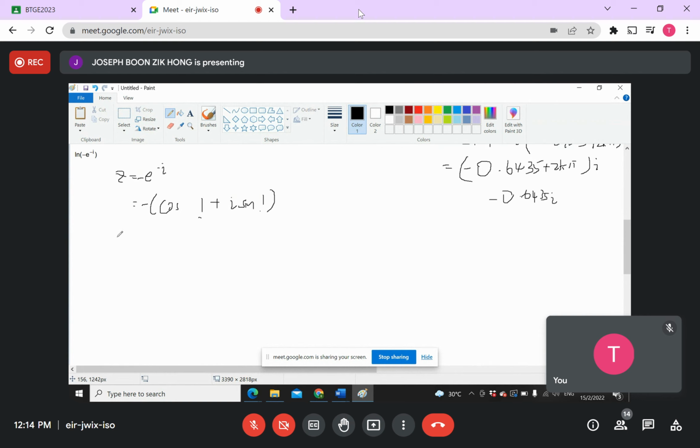Okay, so cos 1. So we try, cos 1 is what? Cos 1 is 0.5403. So that means I will have negative 0.5403, and then minus sine 1, minus 0.8415i. So now, okay, I have to find again the argument and then the modulus.